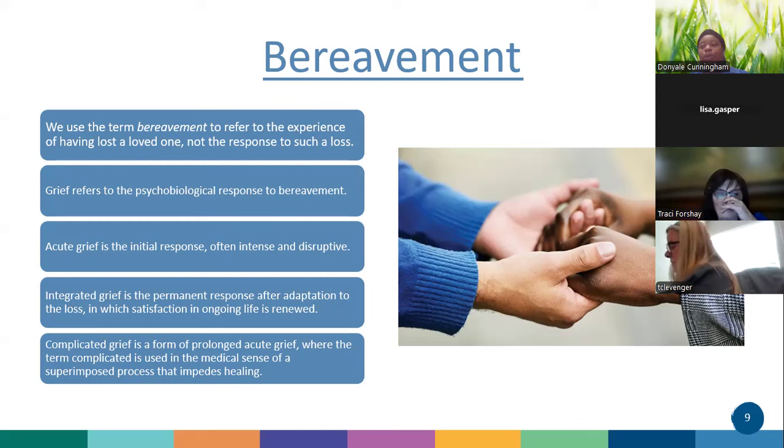Essentially, it is the first wave of grief experienced after that bereavement. So you get the bereavement, you lose the person, and then you go into that acute grief. Now, this is when we move into a more permanent response, which is considered integrated grief. So we start with acute grief, which is our initial response, and then we go into integrated grief.